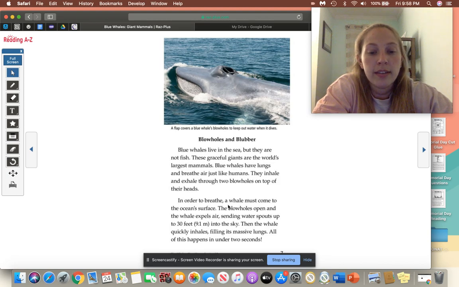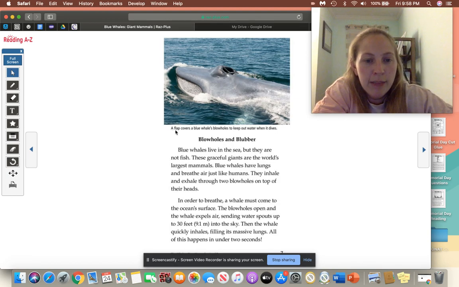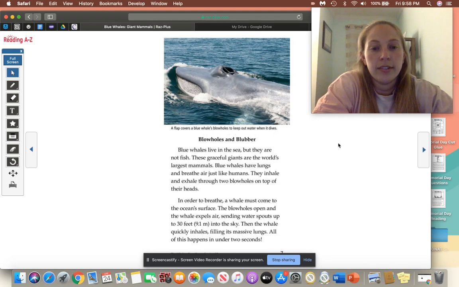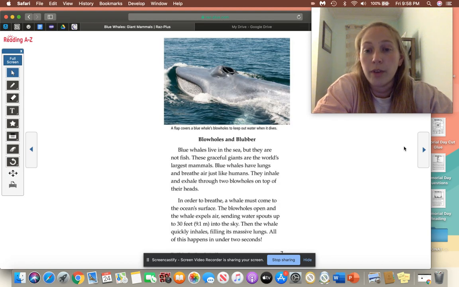In order to breathe, a whale must come to the ocean's surface. The blowholes open and the whale expels air, sending waterspouts up to 30 feet into the sky. Then the whale quickly inhales, filling its massive lungs. All of this happens in under 2 seconds. And the caption says, a flap covers the blue whale's blowholes to keep out water when it dives. I would think that would be very important.